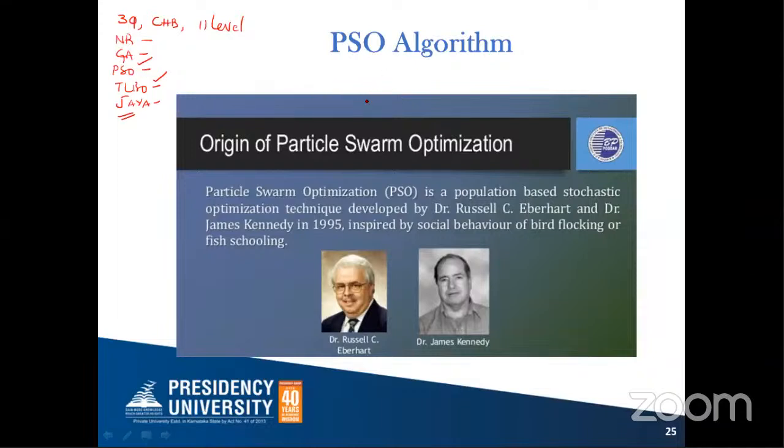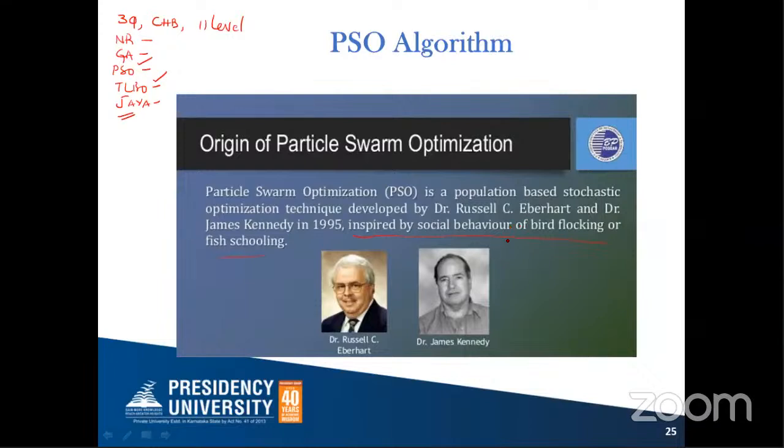Why do I like this algorithm? Because it was developed by an electrical engineering professor, so that is another reason why I have a soft corner for this algorithm. Anyhow, these are the two persons who proposed this algorithm, Kennedy and Eberhart. These are the pictures of these two persons. They developed the algorithm inspired by the social behavior of birds flocking or fish schooling. In the beginning slides, I told several points on how, in design applications, they have mimicked nature.